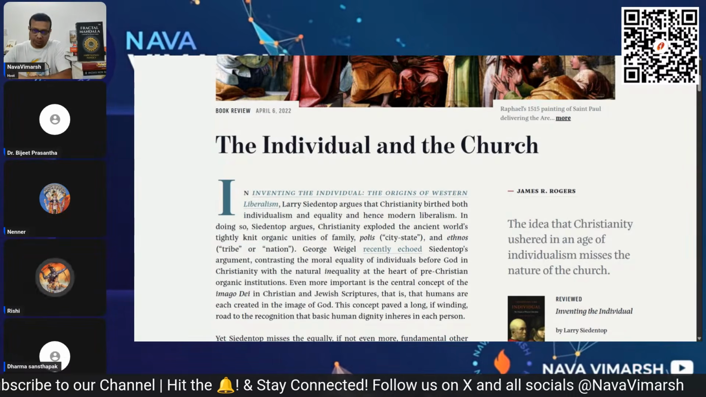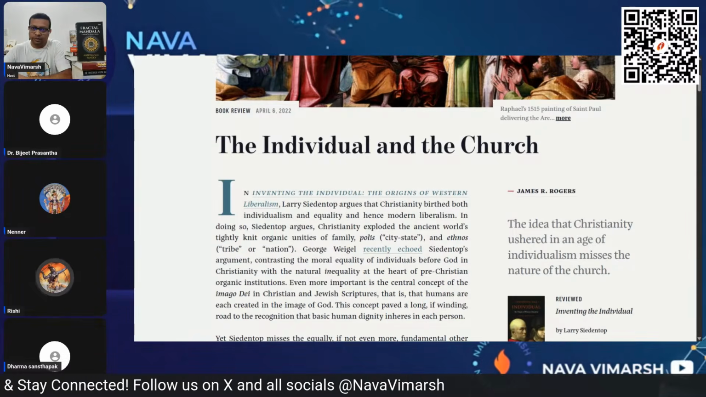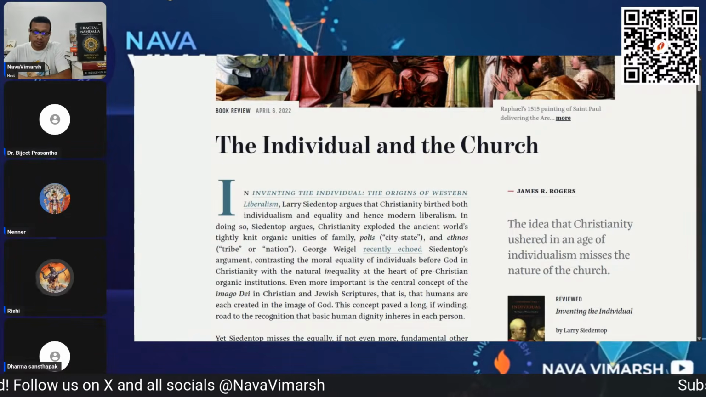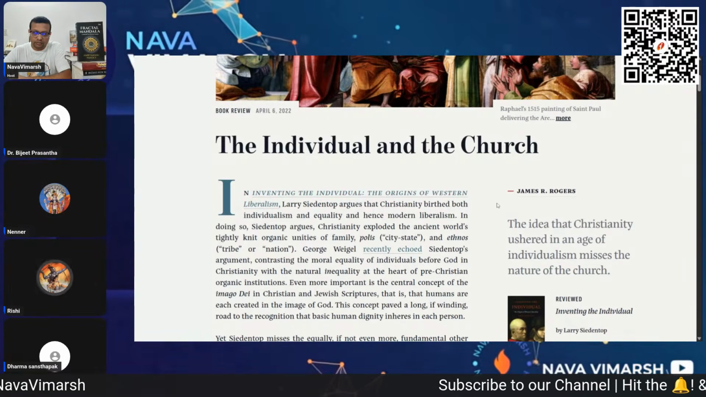Yeah, this is the article which I was talking about, although this is an article by some Christian guy. He tries to say that no, Christianity also talks about collectivism.